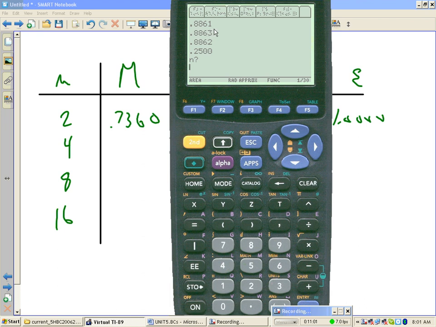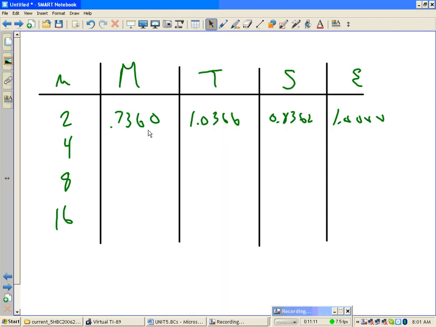Okay, so it's .8861, .8863, .8862, and .2500. All right, so they're all 88 something, 61, 63, 62. I should be consistent. I should either not put the 0 in front, or put the 0 in front. Well, let's do it like this. All right. So .8863, .8862, and .2500. Now the error term is less than 1.